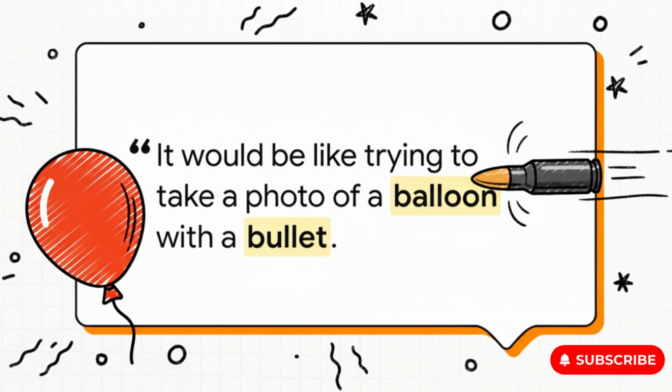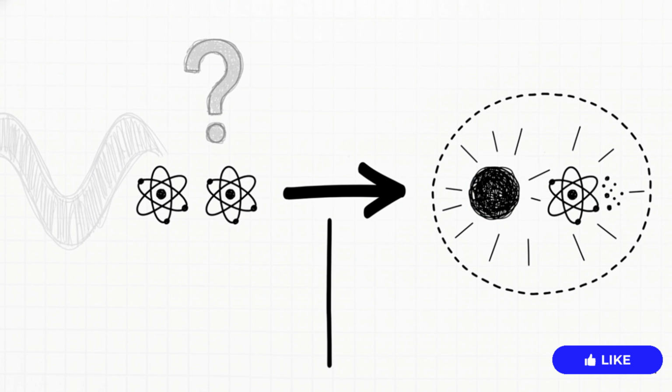Honestly, this is the perfect way to describe it. You'd know the balloon was there for a split second, but you're not going to get a picture of it. You're just going to get the aftermath. So that approach is a total dead end. So if all forms of light are out, what's left? The solution comes from a totally different and, frankly, much weirder part of physics. The answer isn't a wave at all.